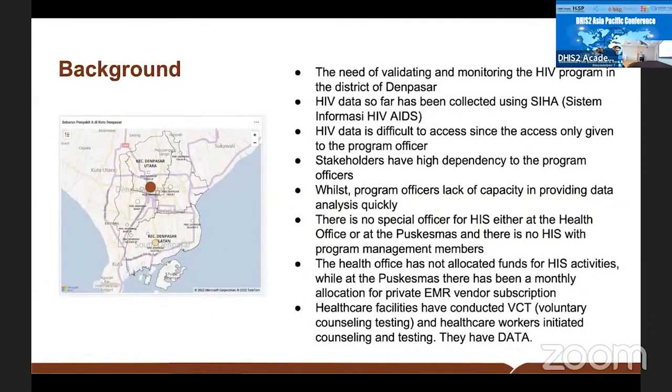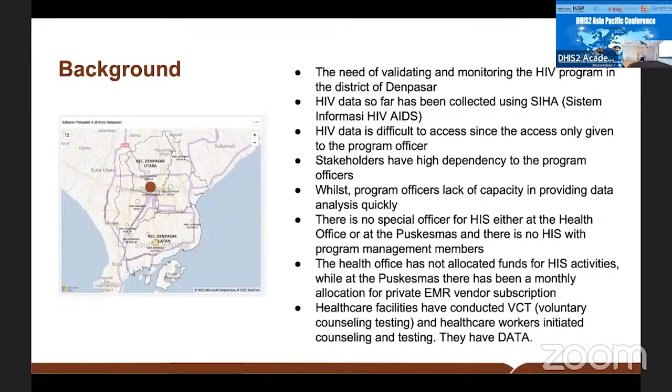For that case, the stakeholders have high dependency on the program officer, while the program officer has so many programs ongoing, so they cannot provide analytics as easily as possible to the stakeholders. Another thing, program officers lack the capacity in providing analytics to the stakeholders. And also for now, there is no special HIS in the primary healthcare facilities. So it's really challenging for them to collect all the data in one single system.